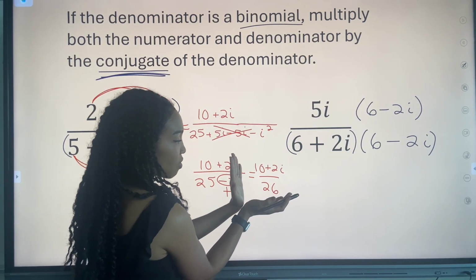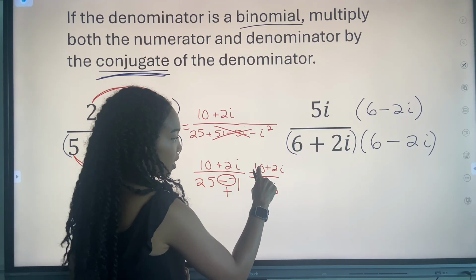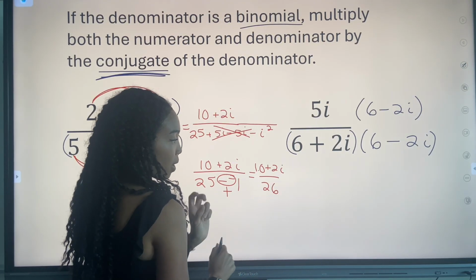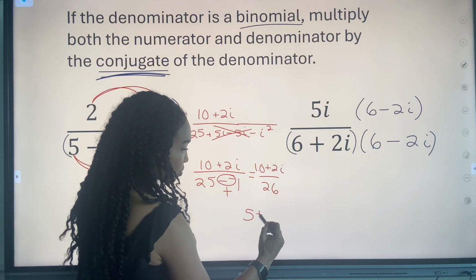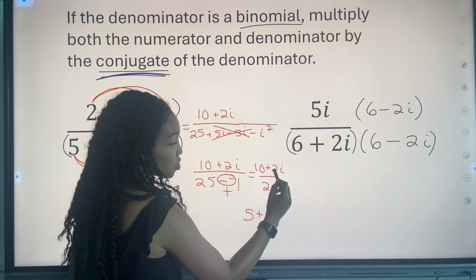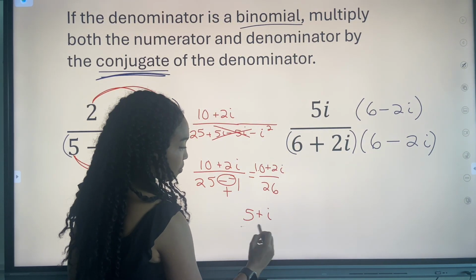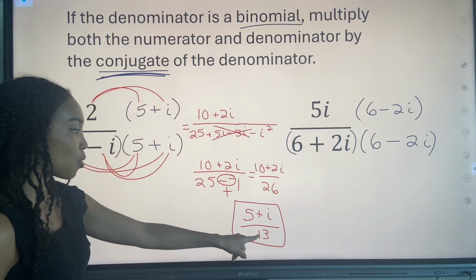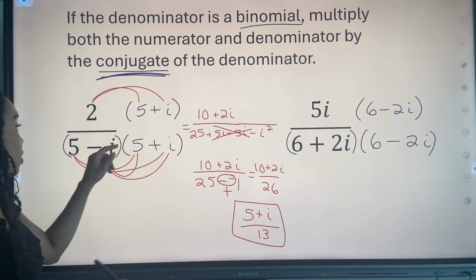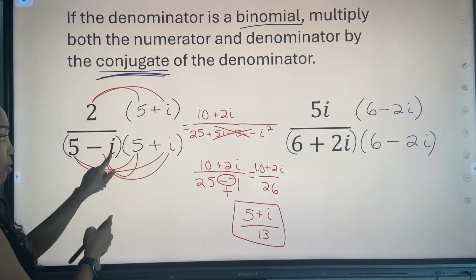We're not going to leave our answer like this. Divide all three numbers by 2. 10 divided by 2 is 5. 2 divided by 2 is just 1, so I'm left with i. 26 divided by 2 is 13. So this is your final answer. And notice there's no more i's in the denominator like there was in the beginning. You have an i right there.